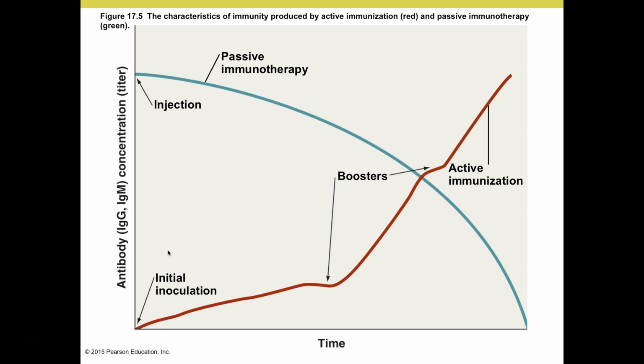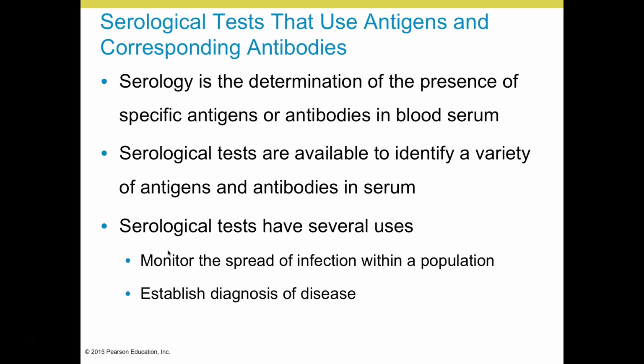This just gives you the characteristics of immunity produced by active immunization and passive. So what is serology? This is the determination of the presence of specific antigens or antibodies in the blood serum. And these tests are useful because if we know the actual components of the antibodies, we can, as you already learned, perform tests so we can develop monoclonal antibodies for the patients.